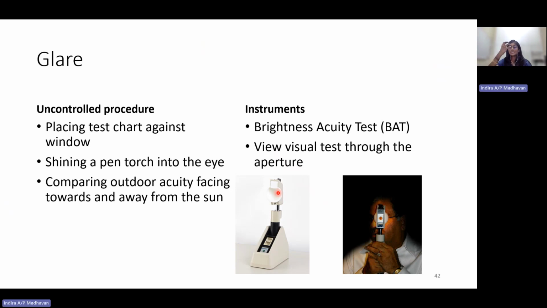So basically what will happen is the patient has to hold it in front of the eye, and once the start button is pressed, it will shine light, and there is a peephole where you can look through the hole and read the chart. Then record it, and see how much the VA is affected because of this. Because of the light, the disturbance that is projected to the patient. So that will be the glare test.